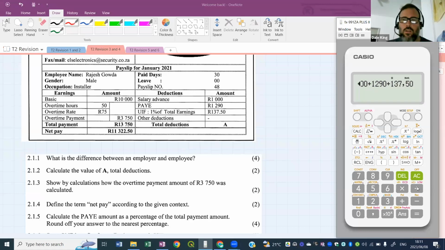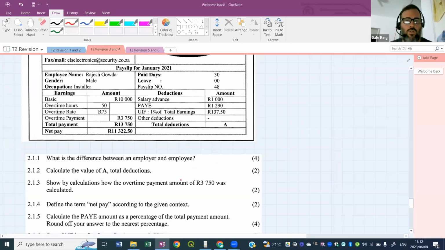137.50. Just going to add up those three totals. And like you guys are showing me, 2427 and 50 cents. I'm just going to put a little arrow here to say that we're going to add them. And the answer was 2427 and 50 cents.